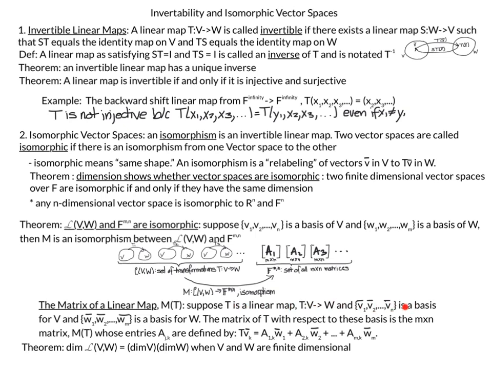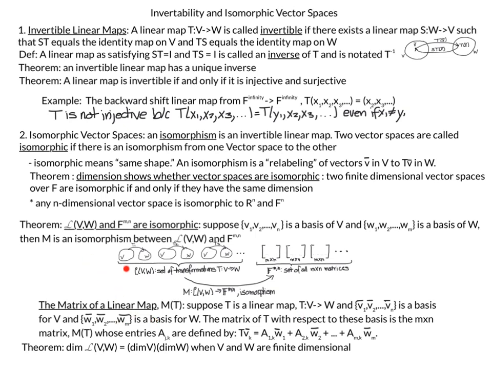We have v1, v2 to vn, a basis of V, and w1, w2, wm, a basis for W. Then the matrix of T, with respect to the bases, is the m by n matrix, M of T, whose entries A_jk are defined by this formula here. So T of vk is equal to A_1k w1 plus A_2k w2 plus up to A_mk wm. So we have examples of this in a previous video. We'll also do one or two examples in this video.